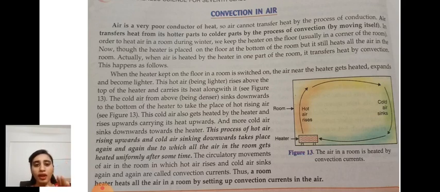This cold air also gets heated by the heater and rises upward, carrying its heat upward. Then more cold air sinks downward towards the heater. This process of hot air rising upward and cold air sinking downward takes place again and again. In this way, all the air in the room gets heated uniformly, meaning equally, after some time.